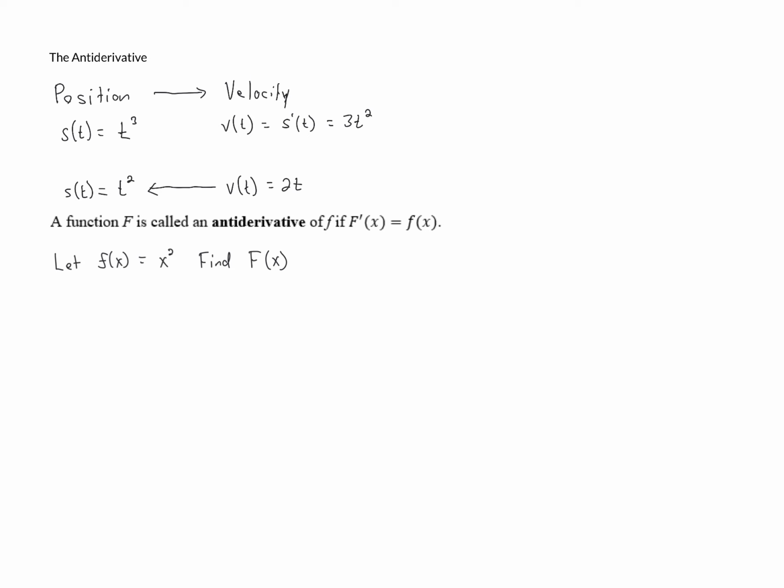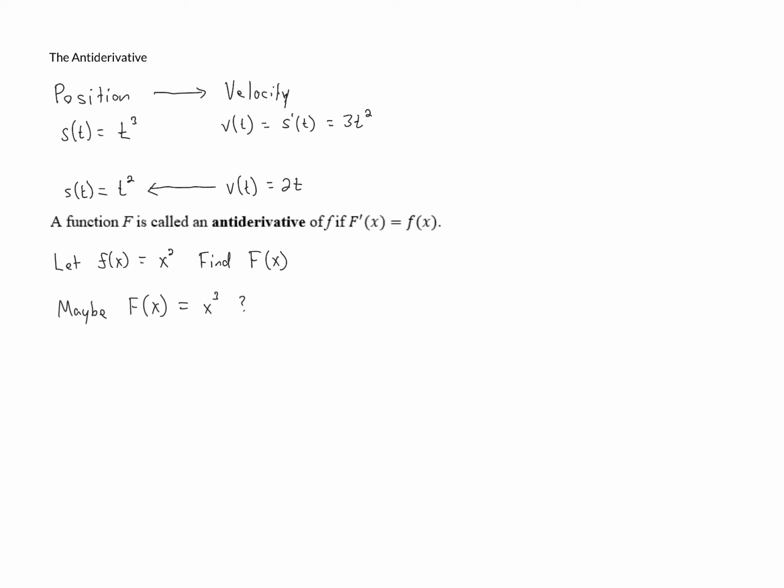And one thing we know is that when we're taking the derivative, the exponent gets lower by 1. And so if we're taking the antiderivative, it should get higher by 1. So you might think maybe the antiderivative is x cubed.